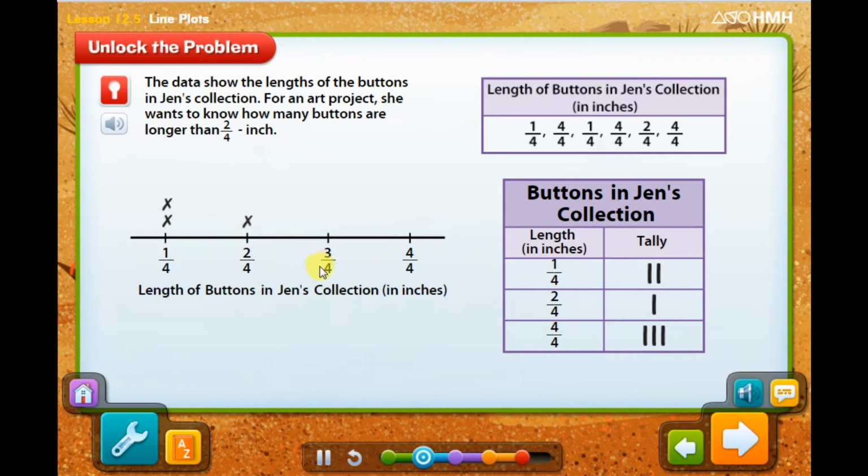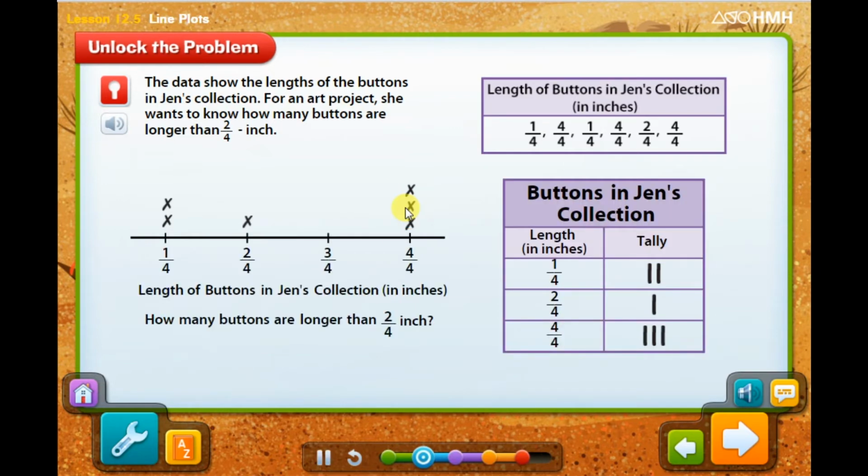Since Jen does not have any 3/4 of an inch buttons, there are no tallies to record for this data point. So skip it. How many tallies do you record above the 4/4 of an inch data point? 3. So we will put 3 x's. Jen has three 4/4 of an inch buttons.